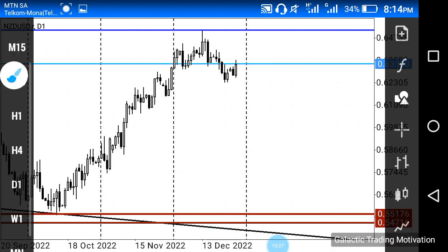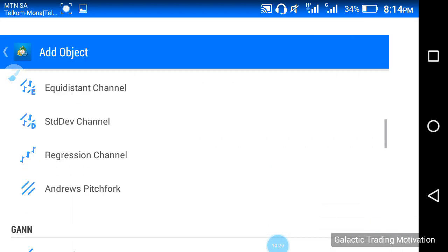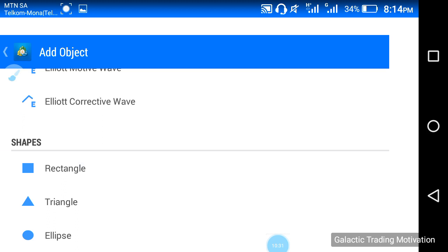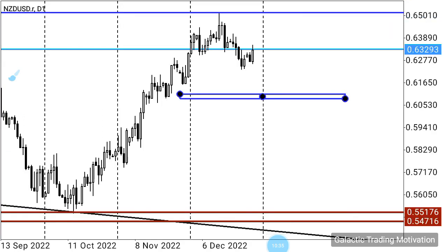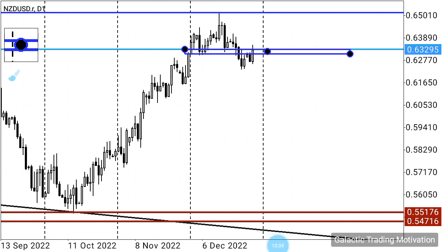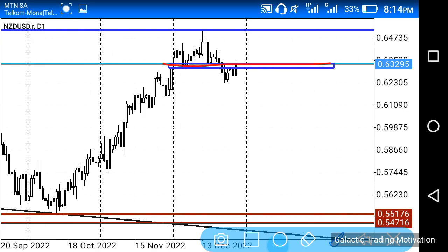Let me just actually add an actual neckline to that area. So there goes our neckline of that head and shoulders pattern. And as I've said, guys, we can see that price or the market has broken that neckline and then went back up to that neckline. So what this means is that at this neckline is where we should be looking for potential selling opportunities.